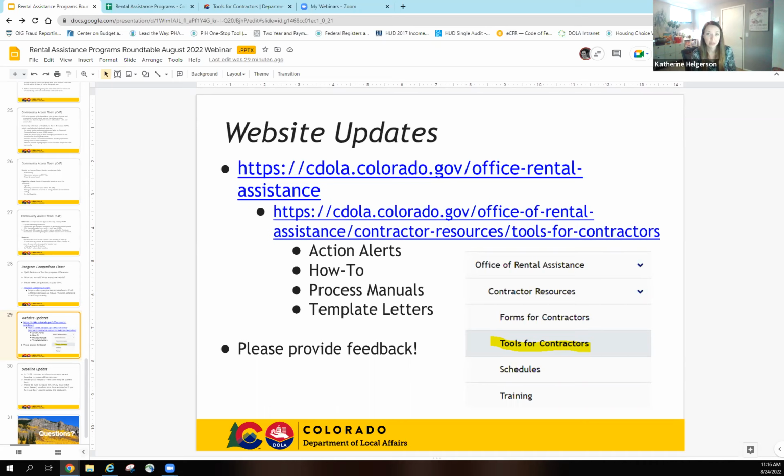If that is not the case, let me know offline, but I do believe that's currently how things are working in the counties where you have emergency housing vouchers, because I'm not getting them. Let me just put it that way. I haven't gotten one in a while.